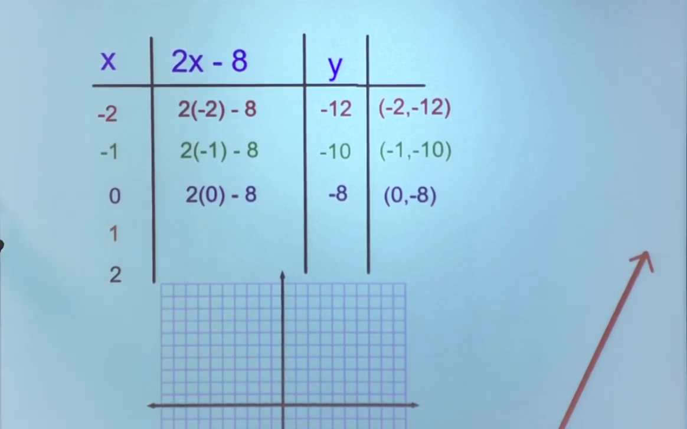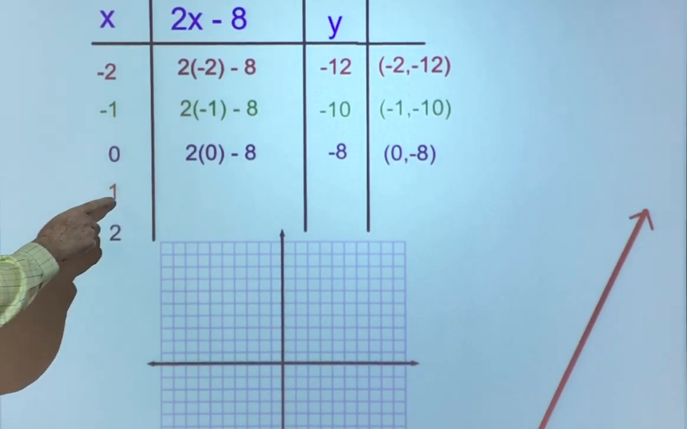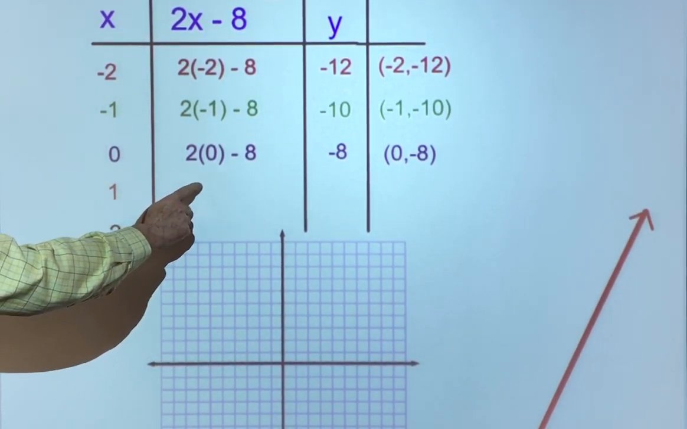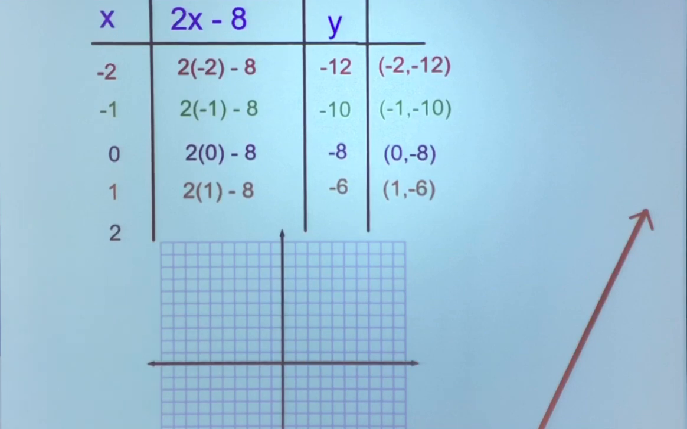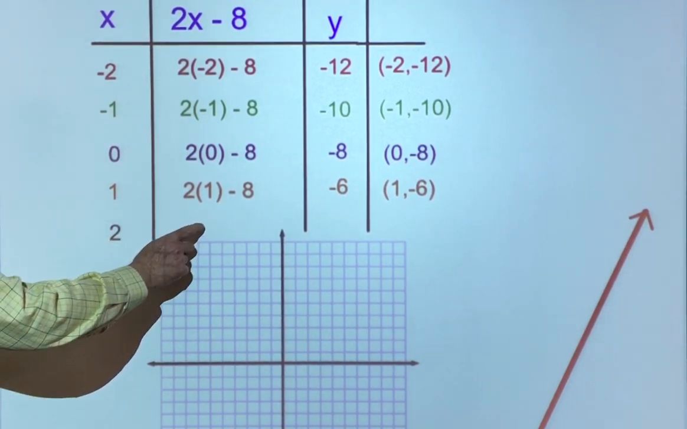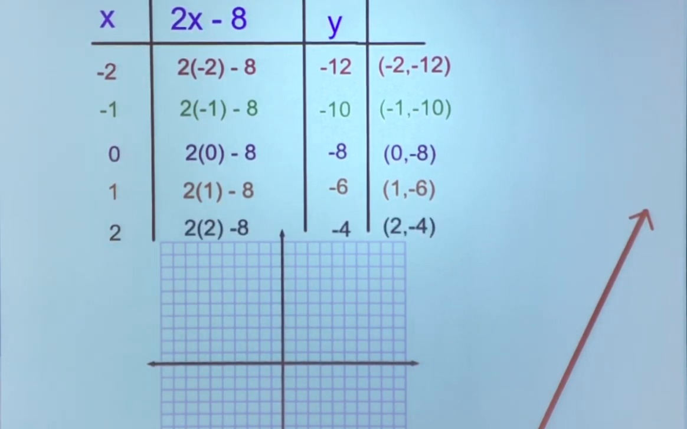Scroll up just a bit. When we plug in positive 1 for x, we have 2 times 1, which is 2, minus 8, which is negative 6. So our fourth ordered pair is 1, negative 6. Last but not least, we're going to plug 2 in for x. When we do so, we have 2 times 2, which is 4. 4 minus 8 is going to be negative 4. So we have the ordered pair 2, negative 4.